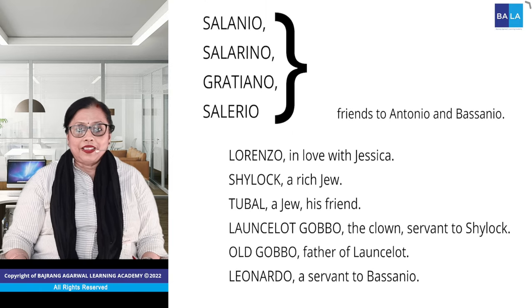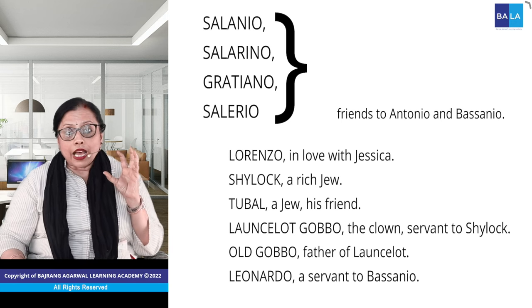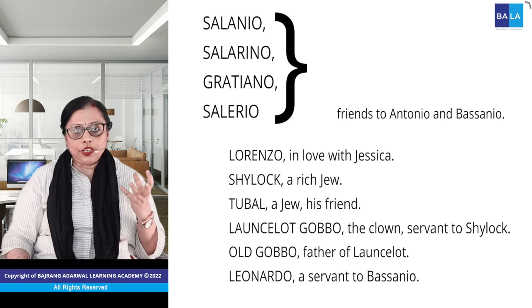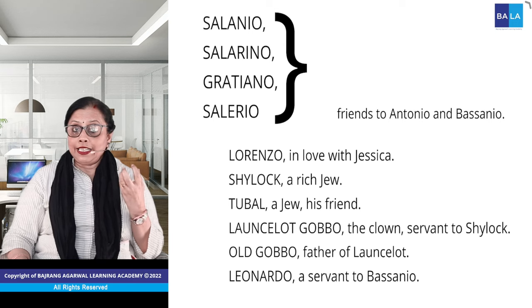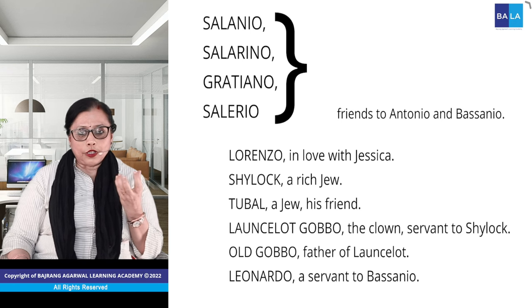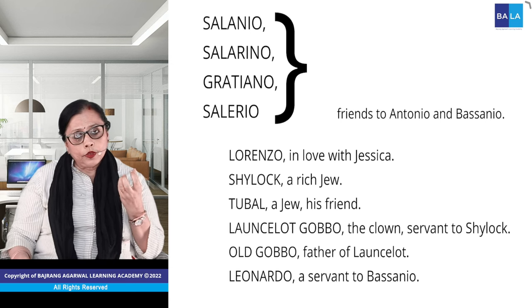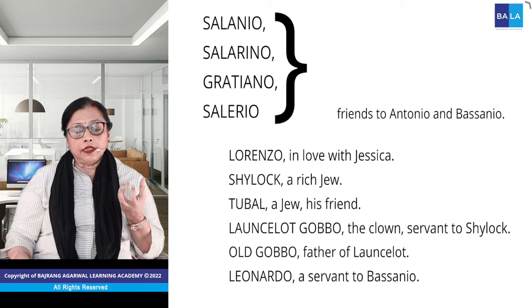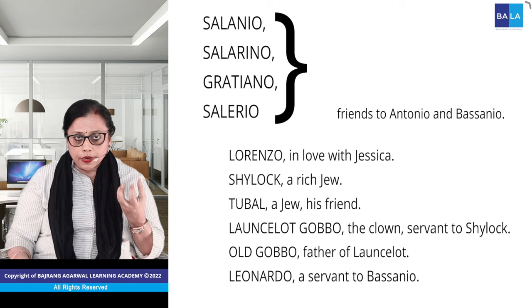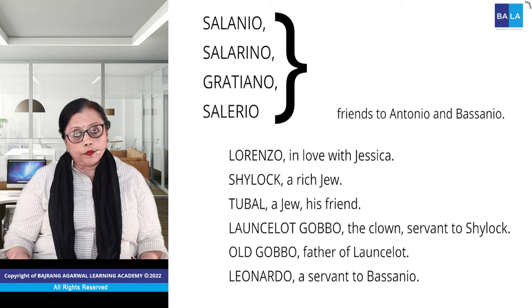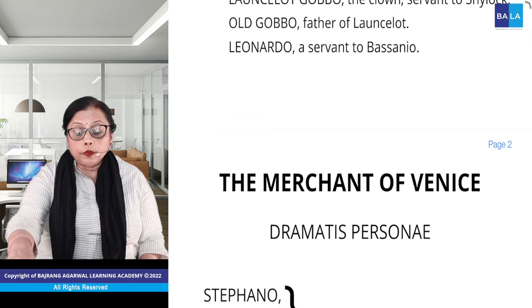Launcelot Gobbo. Shakespeare's plays always had a clown. Now he makes people laugh, he has a very good sense of humor, but very intelligently presented. He's not a fool, someone who's stupid, no. He's called a Fool with a capital F-O-O-L, who is present in the person's court and who makes people laugh, who has the strongest intelligence in the play. That is Launcelot Gobbo. And then we have his father, old Gobbo.